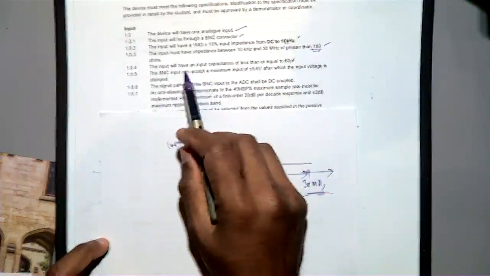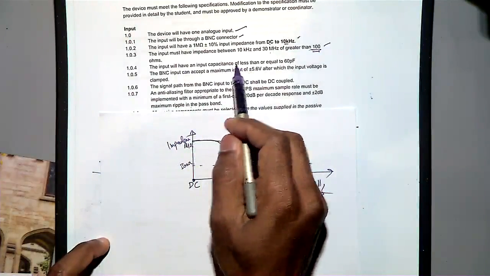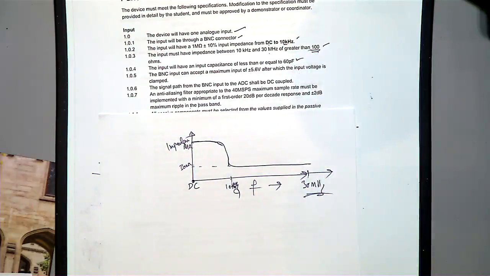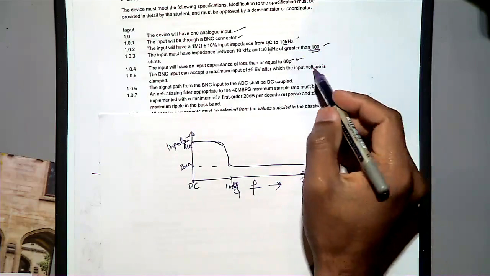Then the input will have an input capacitance of less than or equal to 60 picofarad. Whenever you have an oscilloscope, the capacitance will decide, and again that will create a low pass filter. The capacitance together with the impedance of the probe forms a low pass filter. If the capacitance is very big, you might be designing, say, a 100 megahertz oscilloscope and have all the ADC for that, but because of the input capacitance you don't get more than 20. That is because the front end itself is forming a low pass filter. So this also you should satisfy.